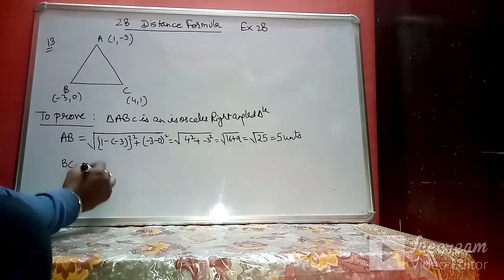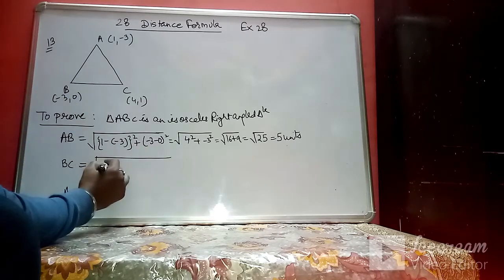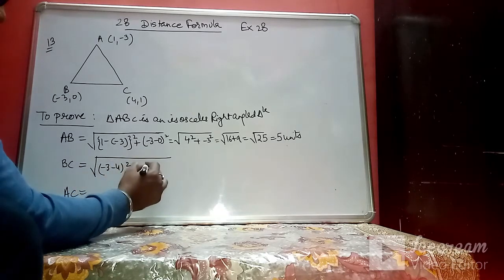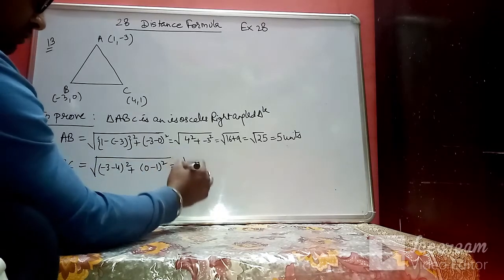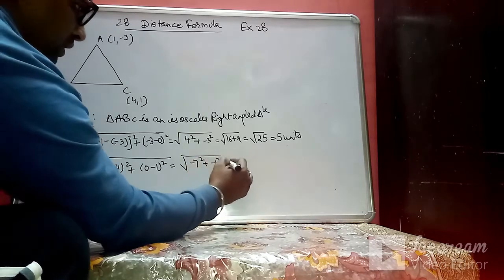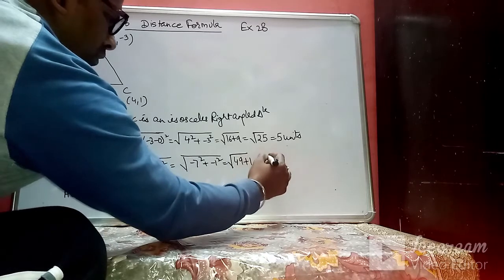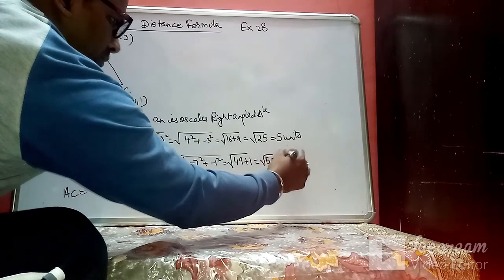Then we will calculate BC. Minus 3 minus 4 whole square plus 0 minus 1 whole square. So what is minus 3 minus 4? It will be minus 7 square plus minus 1 square, that is 49 plus 1, or root 50 units.